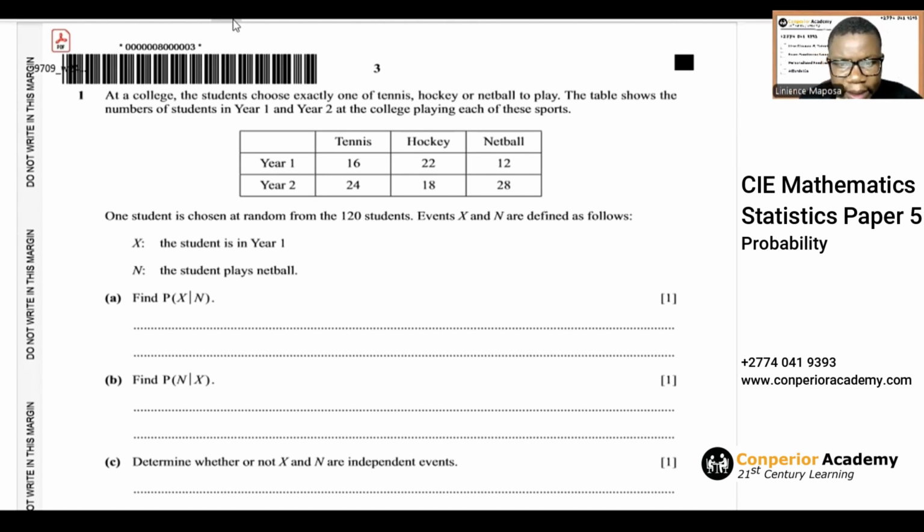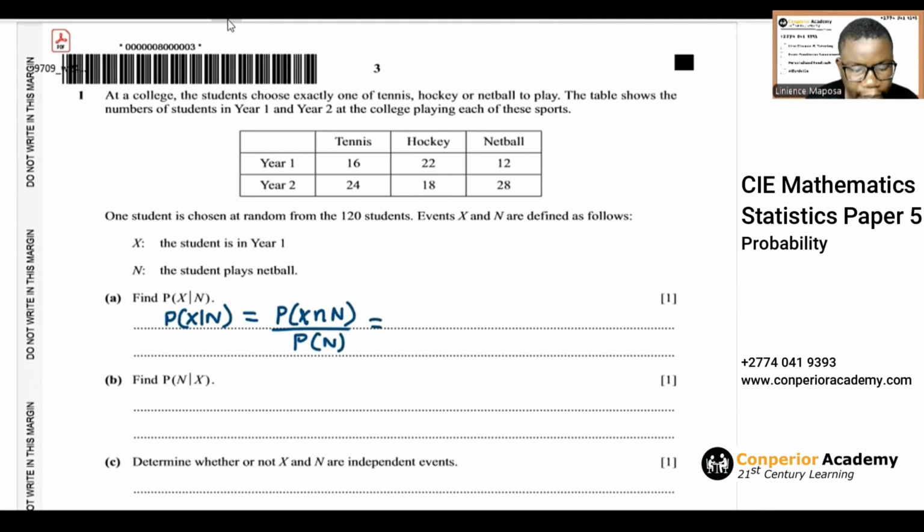So events X and N are defined as follows. The event X is that the student is in year 1, and event N is that the student plays netball. Then you are required to find the probability of event X happening, given that you have N. So what is the probability that the student is in year 1, given that they play netball? So this is conditional probability. So we say the probability of X given N will be equal to the probability of X intersection N divided by the given probability, which is the probability of N.